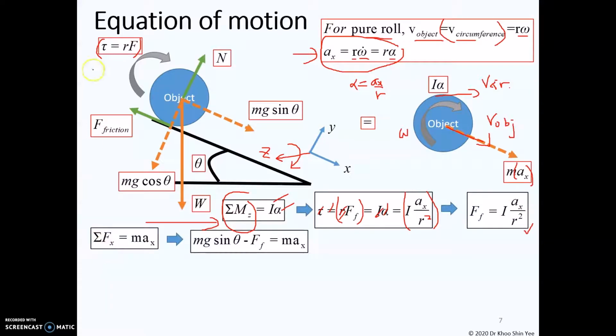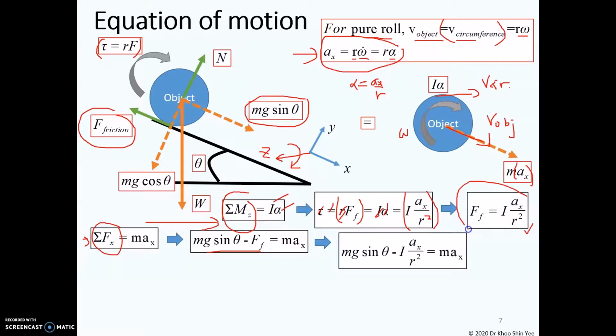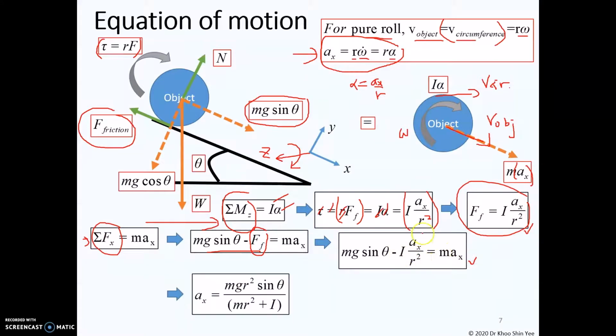Let's continue to form the equation of motion for the summation of force in the x direction. So you know the summation of force in the x direction is equal to mass multiplied with acceleration in the x direction. So you have mg sin theta minus the force here. So this is the result. You can substitute the friction force here into this equation to obtain a new equation. Rearrange this equation for the ax here, then you should be able to obtain this formula.